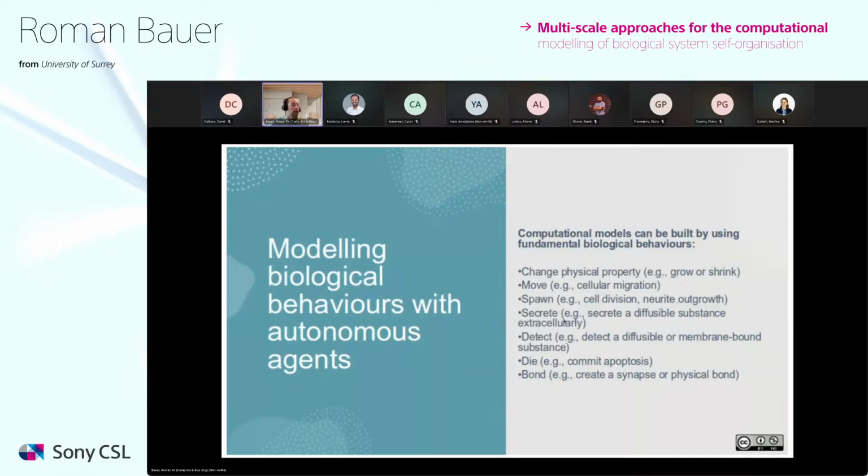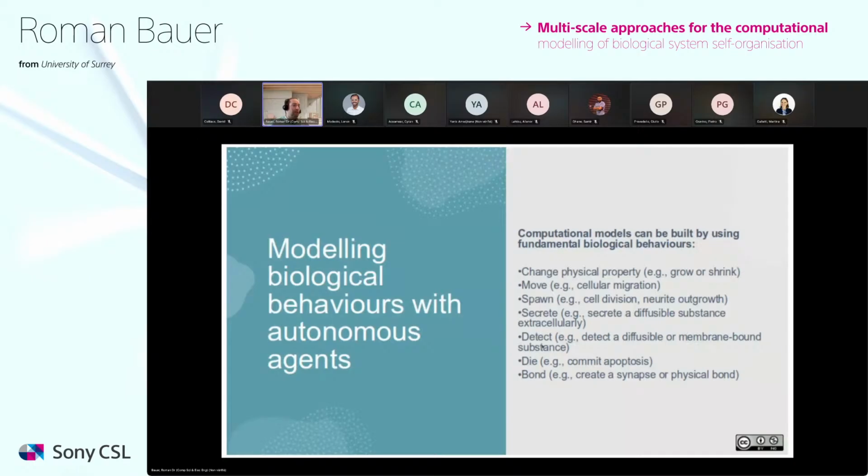Then we have secrete, and here we mean that cells can secrete some kind of entity. It can be a chemical. It could also mean electrical activity too. So you emit some kind of electrical signal. So it's something that the agent emits into physical space.